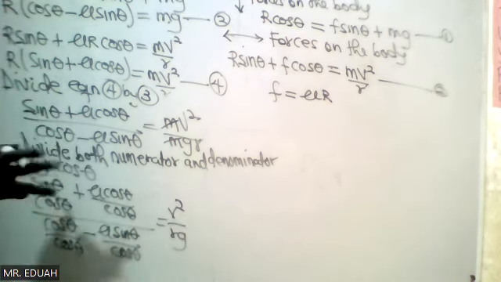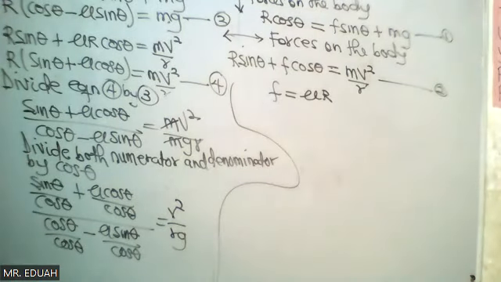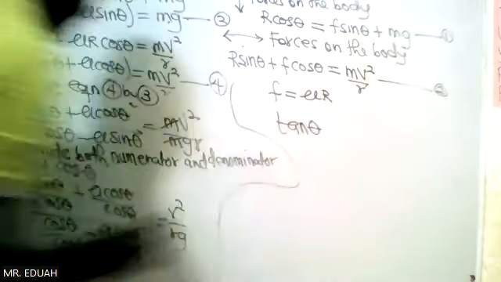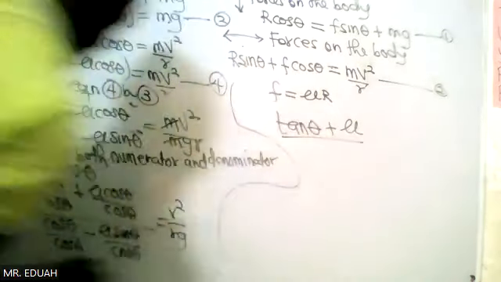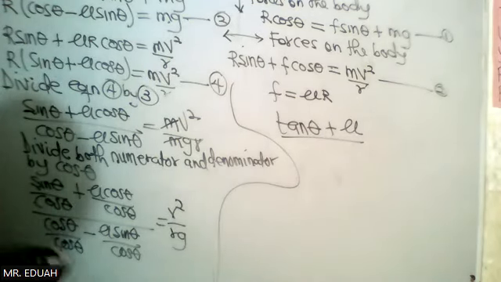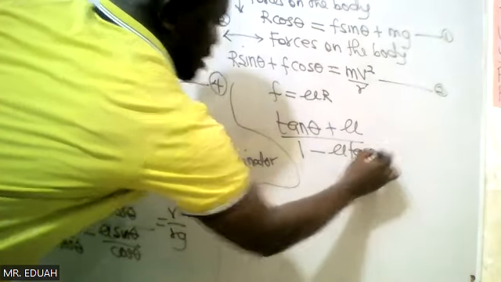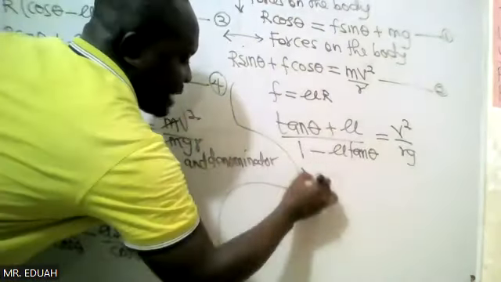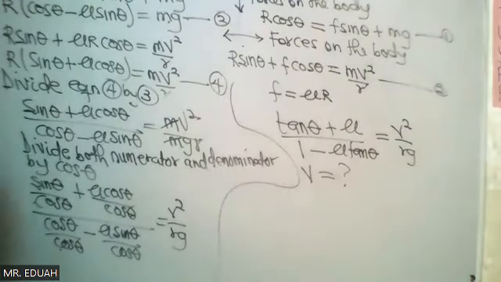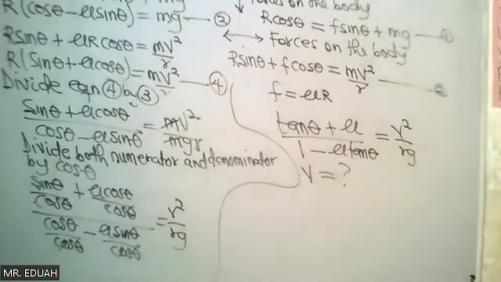Please don't be frightened. You will not be asked to prove this. I'm deriving an expression with you. So you have sine theta over cos theta, this is tan theta, plus this is mu, divided by, this is also 1, cos theta divided by cos theta, so 1 minus mu tan theta is equal to v squared over RG. I want you to make V the subject here for me. Make V the subject from the final relation.